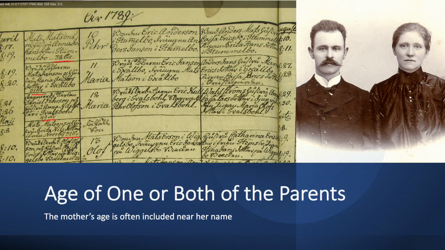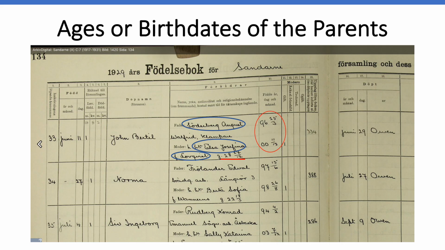Quite often, a mother's age is given. Sometimes the age of both parents is given. In this document from the 1780s, look in the first column to find the small number 38. That's the mother's age at the time her baby pair was born.